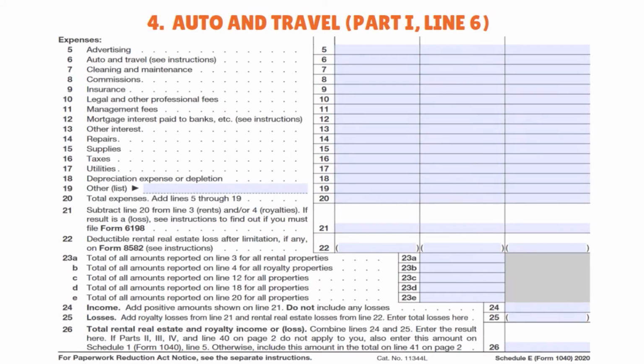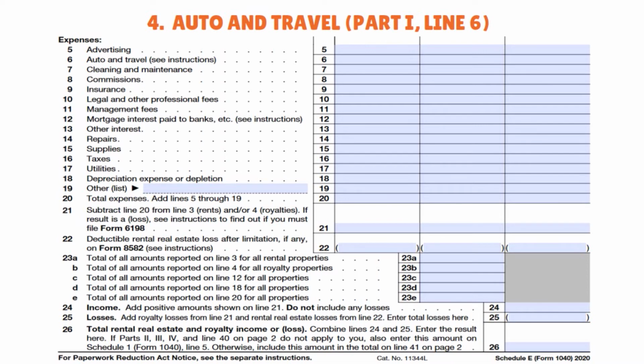Item number 4 here, folks, we have auto and travel. This is on Part 1, line 6 of Schedule E. You can see on the screen here, we have the auto and travel line 6. If you are a landlord who travels to multiple properties, or your rental is located far from your residence, your transportation expenses are fully deductible. This includes traveling to show your rental property, collect rental income, and maintain your rental property throughout the year. Excluded, however, are any reasonable commutes made regularly.